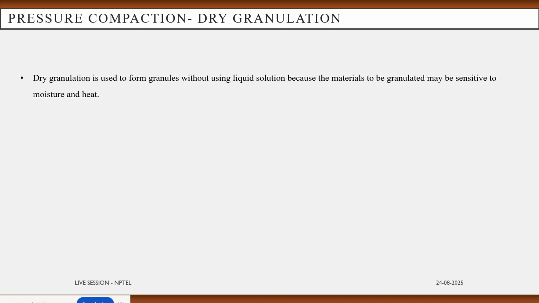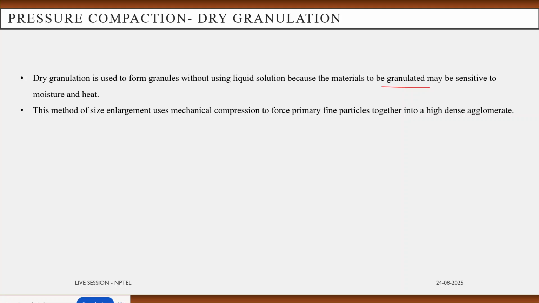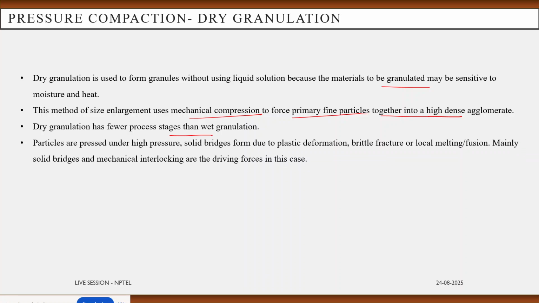So in general, dry granulation forms granules without using any solution, because the materials that need to be granulated may be sensitive or very sensitive to moisture or heat. The method is mechanical compression that forces primary fine particles to come together to make a highly dense agglomerate. The dry granulation process has fewer process stages than wet granulation. That is the only advantage.